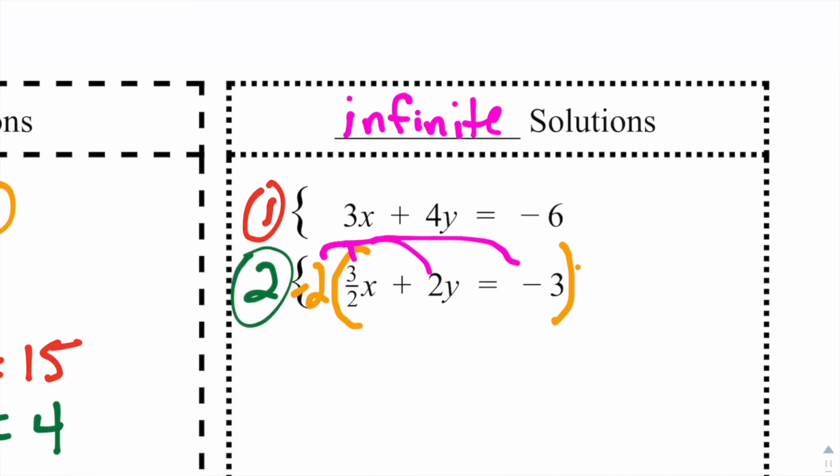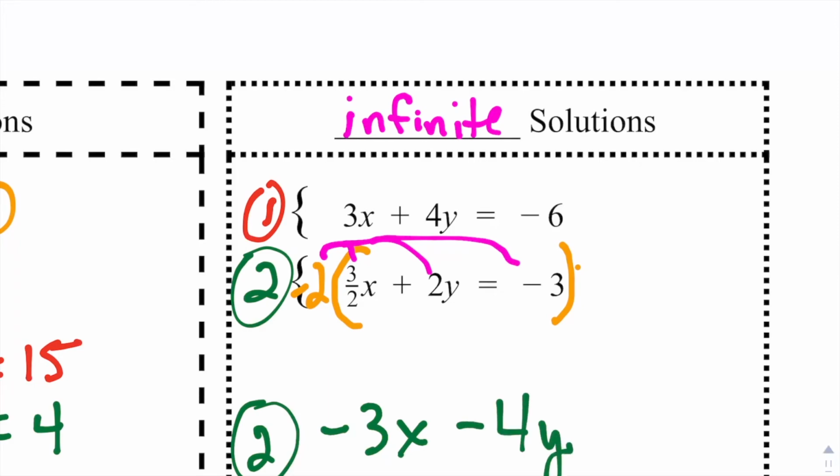Our new equation 2 is going to be negative 2 times 3 over 2x, which gives us negative 3x. Then negative 2 times positive 2y gives us minus 4y. And then negative 2 times negative 3 gives us positive 6. By doing that, I don't have to scale the second equation, because now I have positive 3x in equation 1 and negative 3x in equation 2.